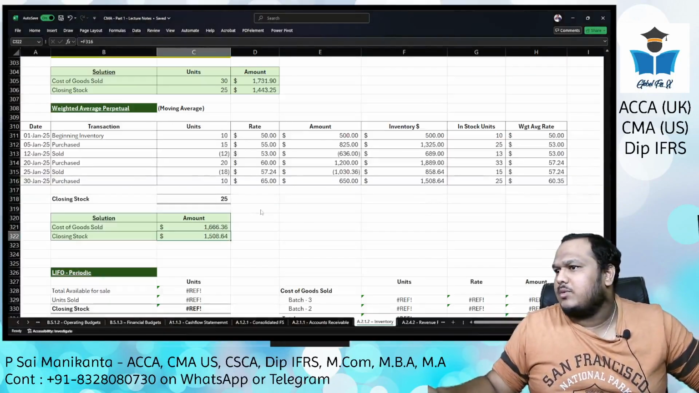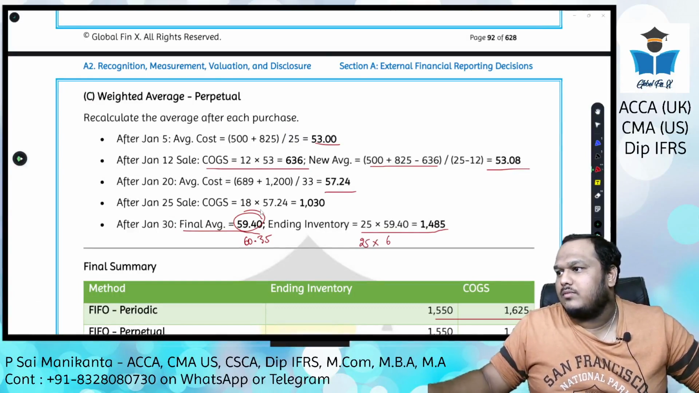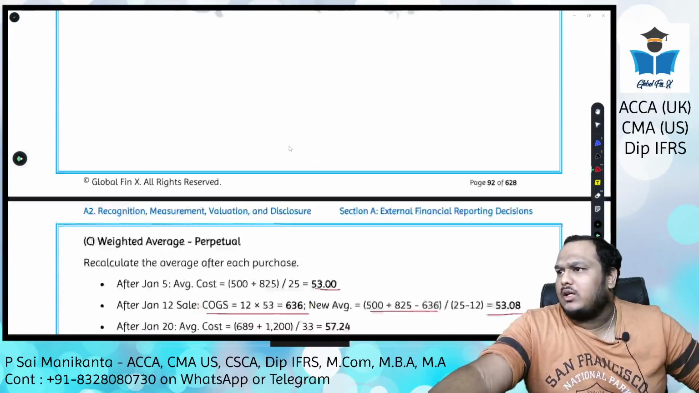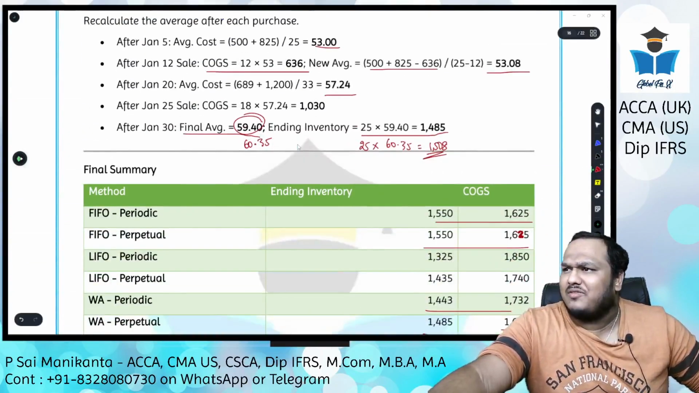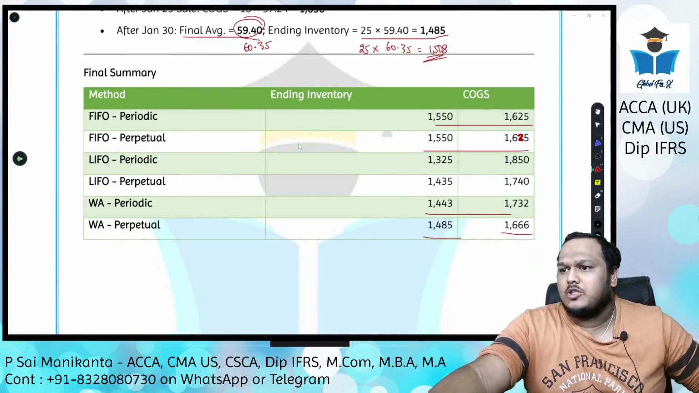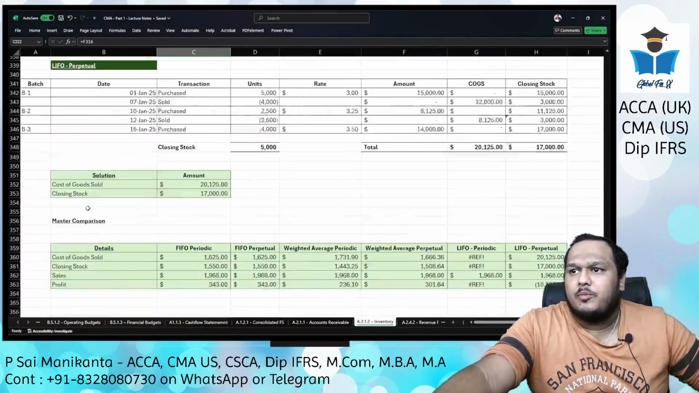We got 60.35 now. All right, I'll leave it like that. I'll not stress too much about it. It's purely, definitely a rounding off thing, so I'll ignore it and not worry too much about it. Okay, then after that we have LIFO periodic and LIFO perpetual, and then we'll be done.